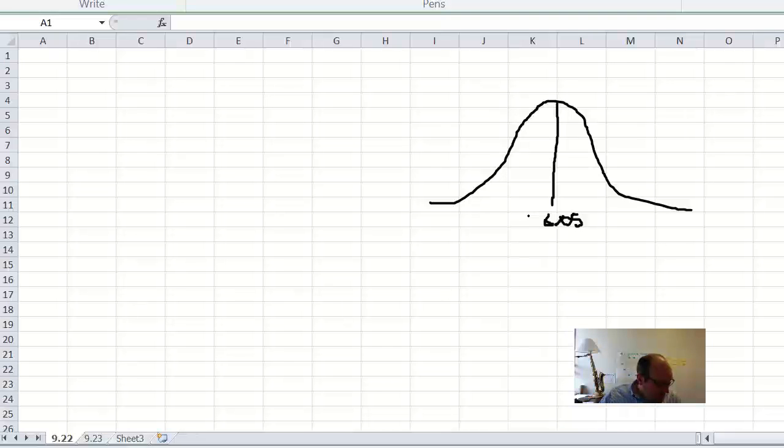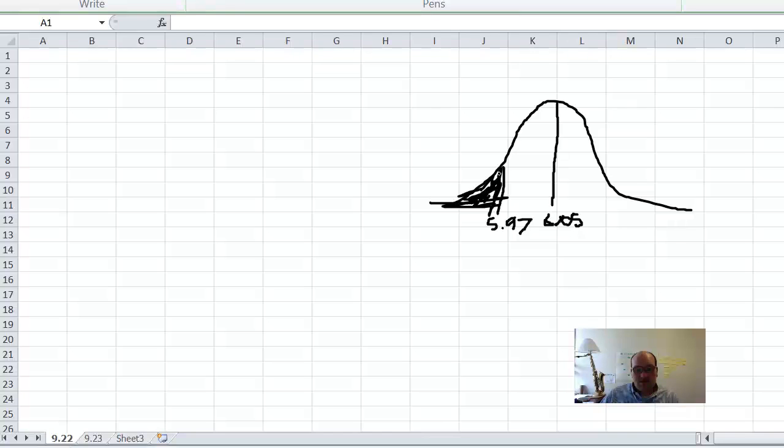So 6.05, but we go take a sample, and we want to find the probability that the sample mean is less than 5.97. So that's over here somewhere. We don't know exactly where it is, but 5.97. And we want to find the probability of something that's less than that, so less than that's over on this side. Alright, so this is the problem.